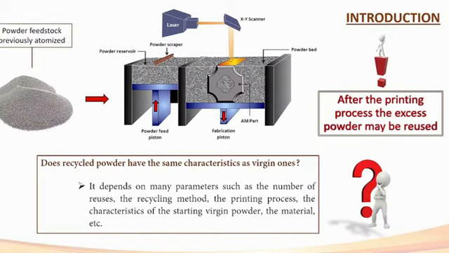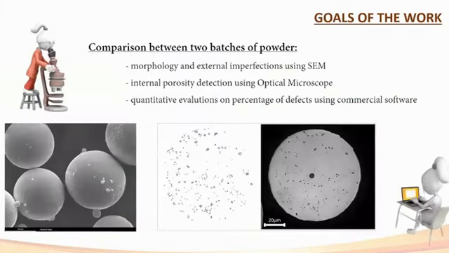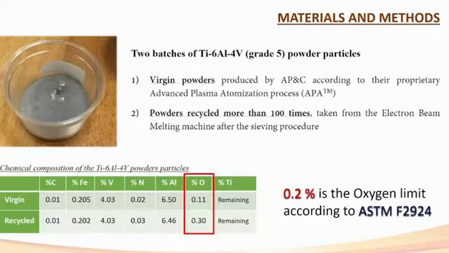In this work, we wanted to understand which is the effect of this reused powder and which are the differences between the reused powder and the virgin one. So in this work, we analyzed 2 batches of powder, and we made a comparison between them. And we analyzed the morphology, the external imperfection, and the internal characteristic. And at the end, we provided also some quantitative evaluation using a commercial software.